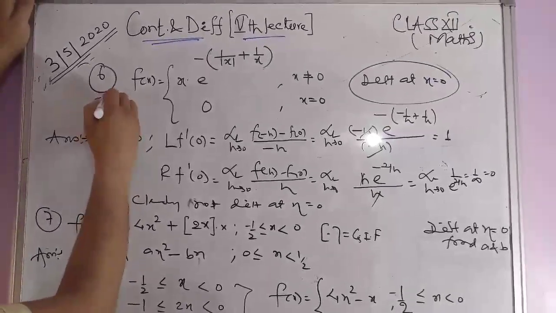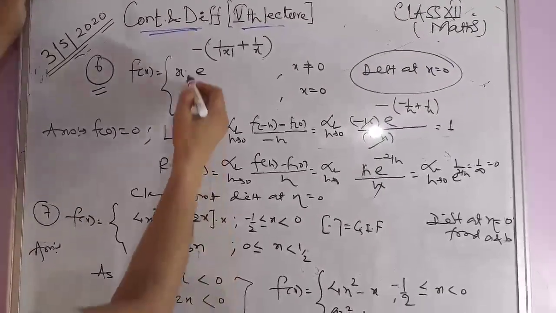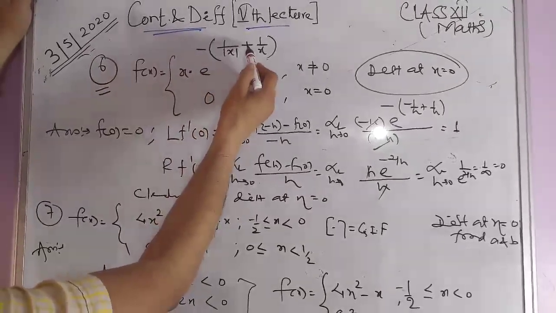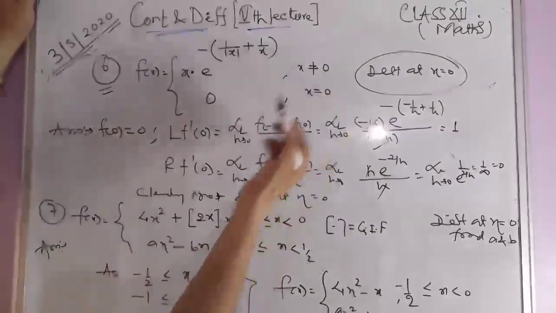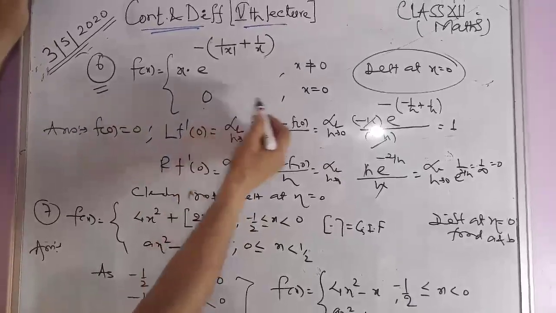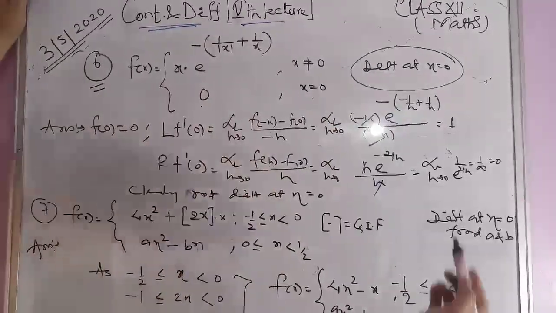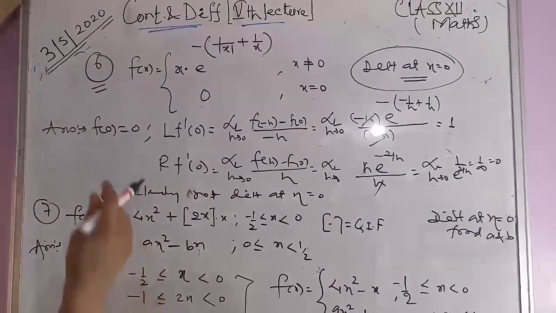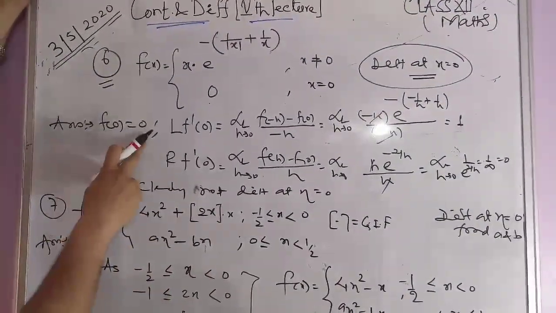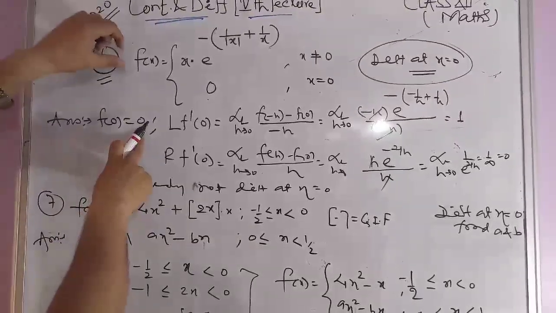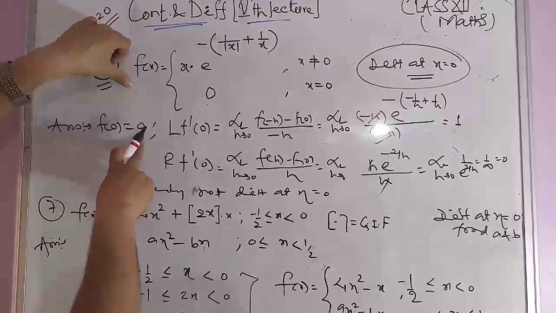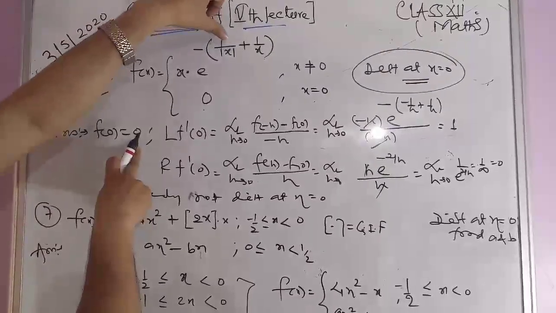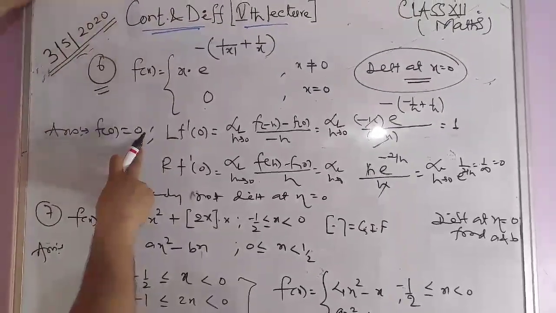And next, sixth question: f x equal to x into e to the power minus 1 upon mod x plus 1 by x when x not equal to 0, and 0 when x equal to 0. We have to check differentiability at x equal to 0. F of 0 equal to 0. Here we may start the solution by removing modulus or directly.